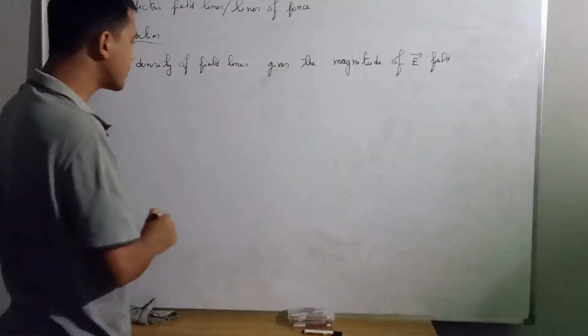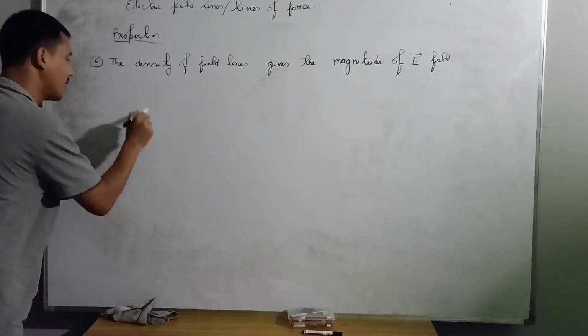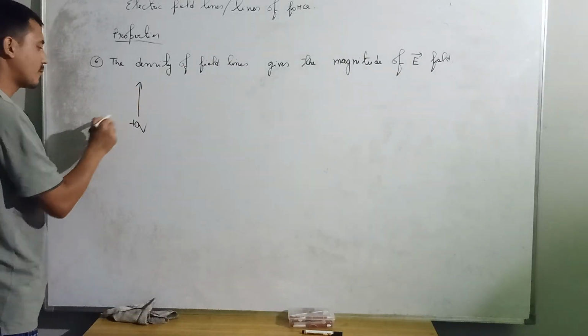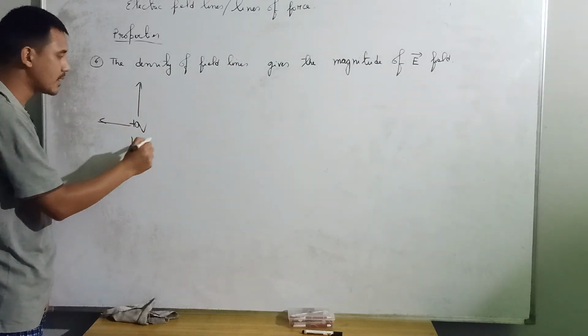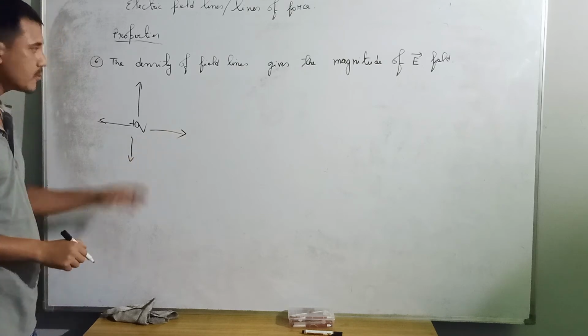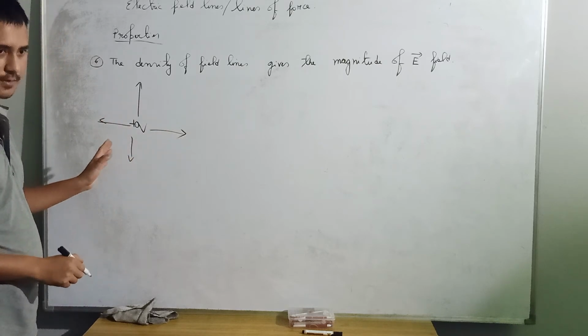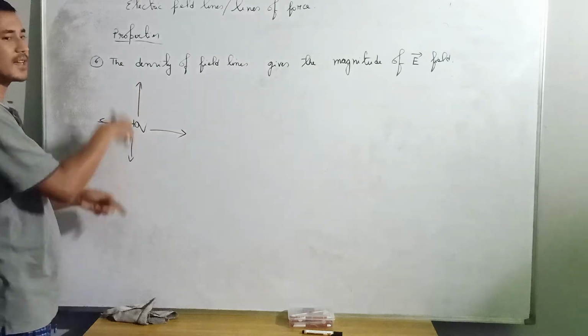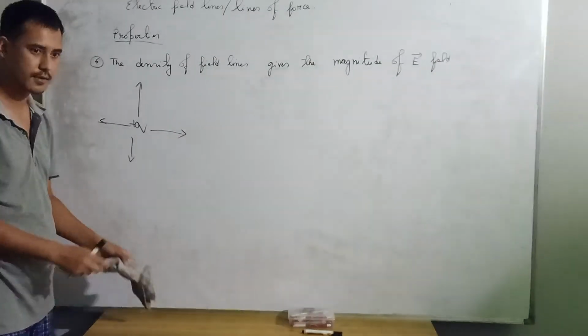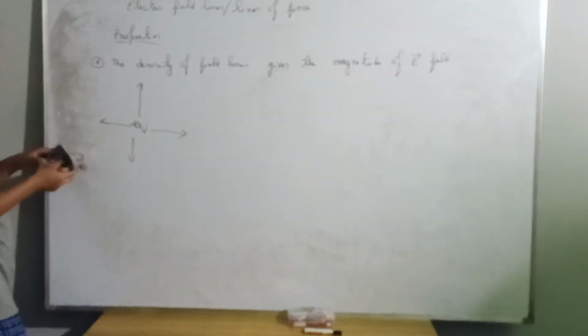It doesn't mean that you place a charge here, and then you can see some lines originating from it. You cannot see them. But you can feel its effect. Okay? And its effect acts along these lines. Are you getting me? So these are just imaginary lines, okay?